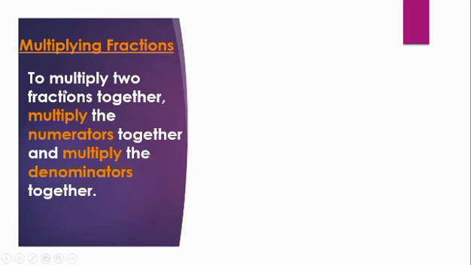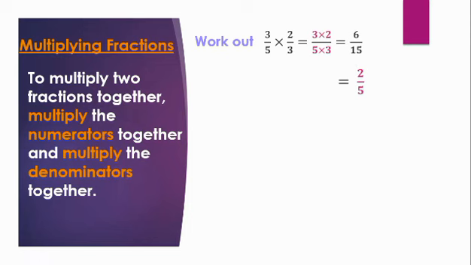To multiply two fractions together, multiply the numerators together and multiply the denominators together. Let's work an example. Work out 3 over 5 times 2 over 3. So by using the formula of multiplying fractions, we multiply the numerators by each other, 3 times 2, and the denominators by each other, 5 times 3, to get 6 over 15, and the simplest form equals 2 over 5. Let's take another example.